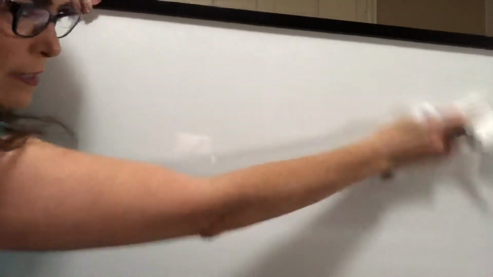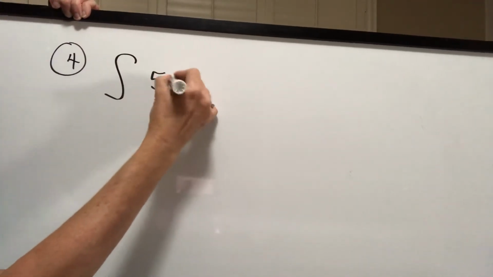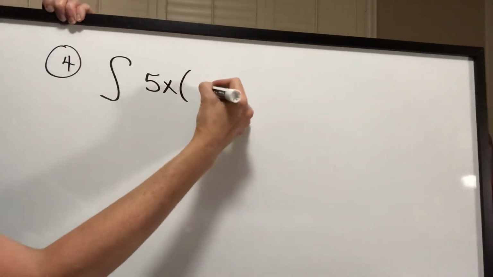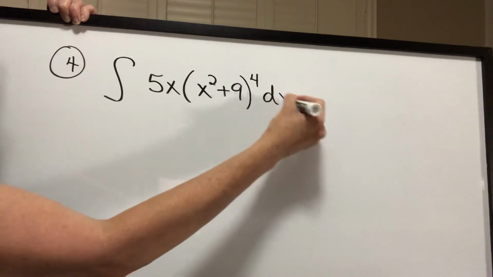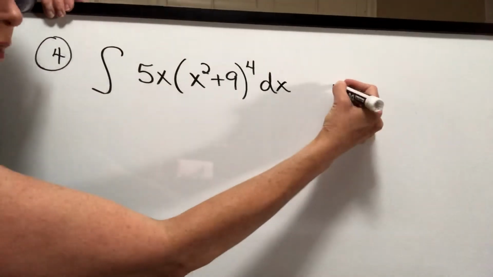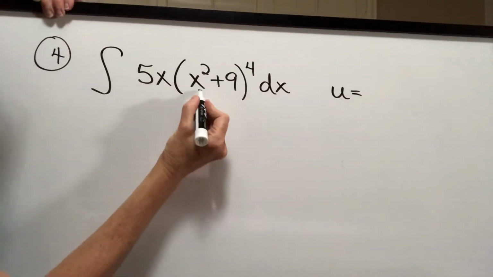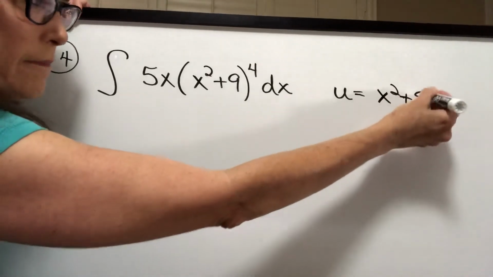And remember, you can stop and pause the video and come back if you need to, rewind it, whatever works for you. Okay, so the 2 on the back are a little more difficult, but we're going to follow the same process. So we've got the integral of 5x times (x squared plus 9) to the 4th power dx. Okay, so I'm going to begin by thinking of u as whatever's inside of the parentheses. So that will be x squared plus 9.